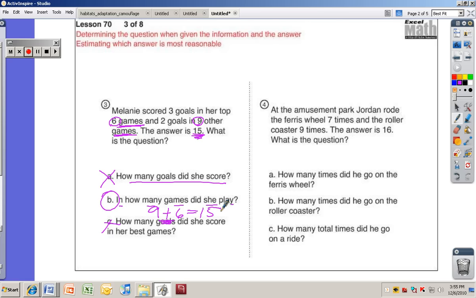Number 4, at the amusement park, Jordan rode the Ferris wheel 7 times and the roller coaster 9 times. The answer is 16. Again, pretty obvious, the 7 and the 9 total up to be 16.